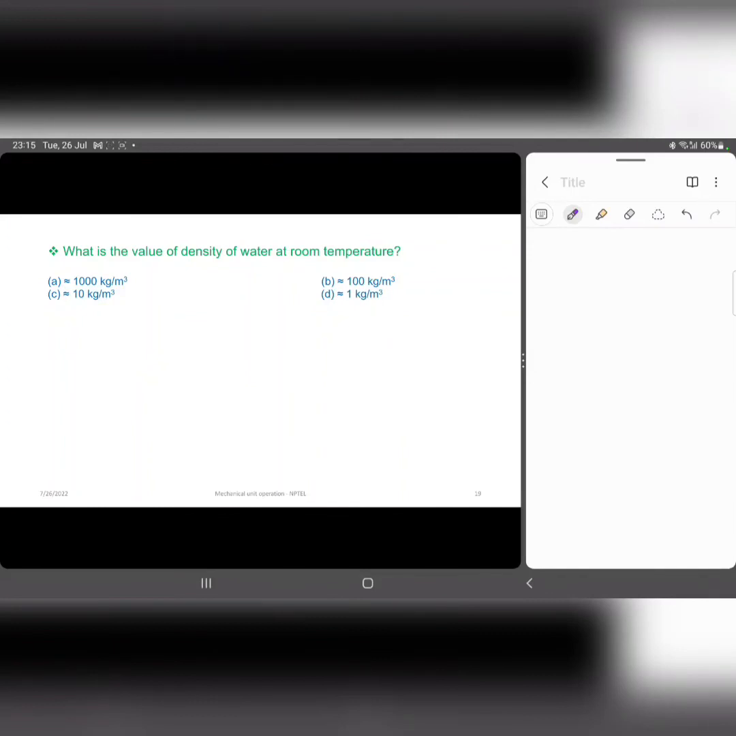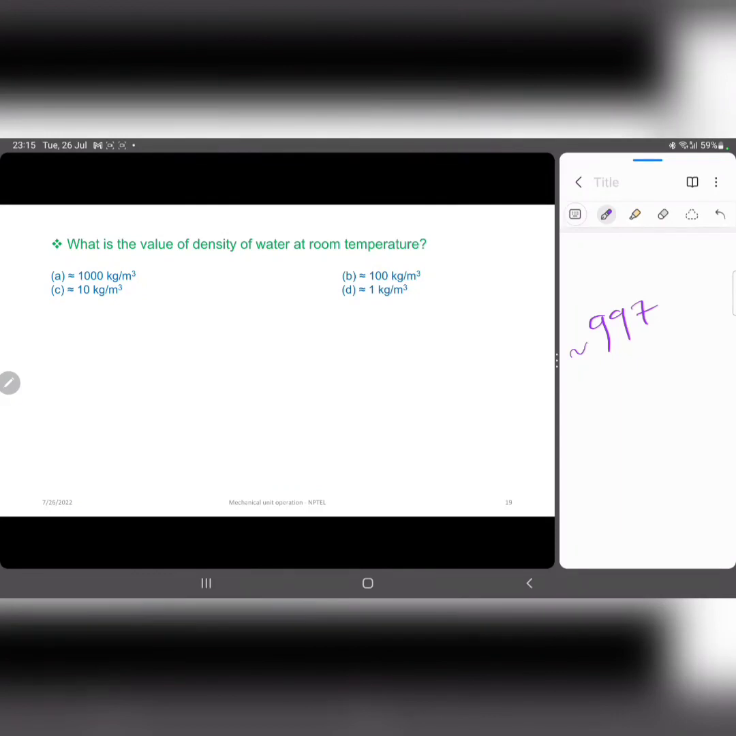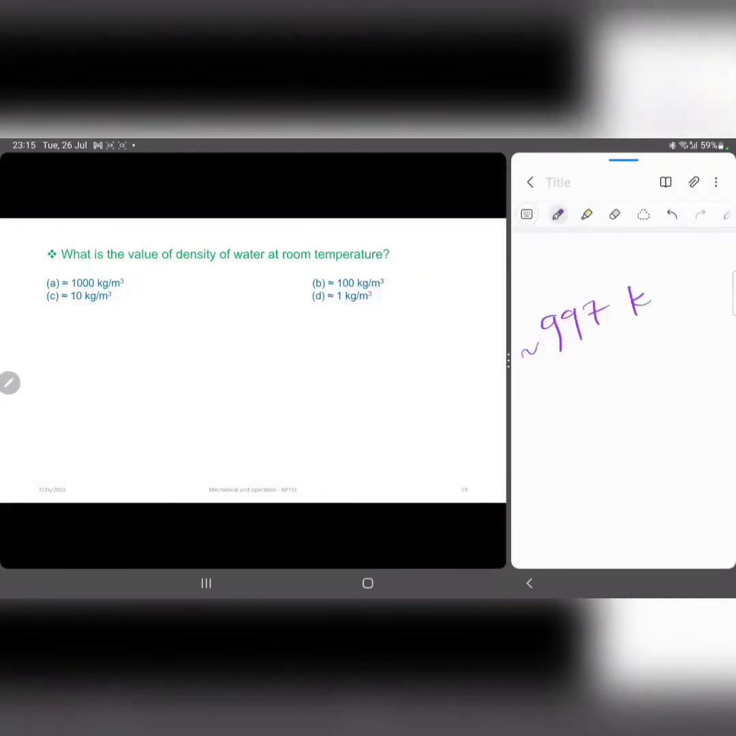Okay, the last question of our today's discussion is, what is the value of the density of water at room temperature? If you consider the standard value, it's approximately 997 kilogram per meter cube. But we always consider it as 1000 kilogram per meter cube. This is the easiest question among all the questions which we discussed today.